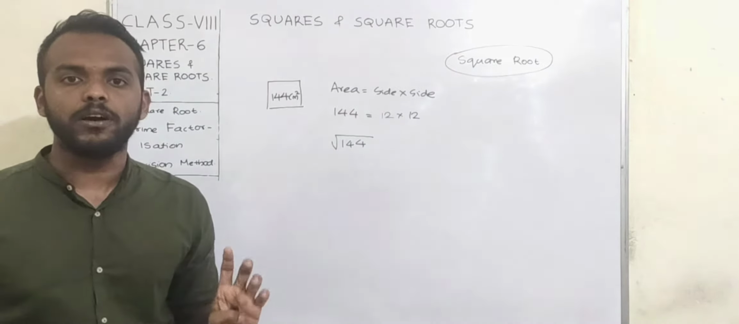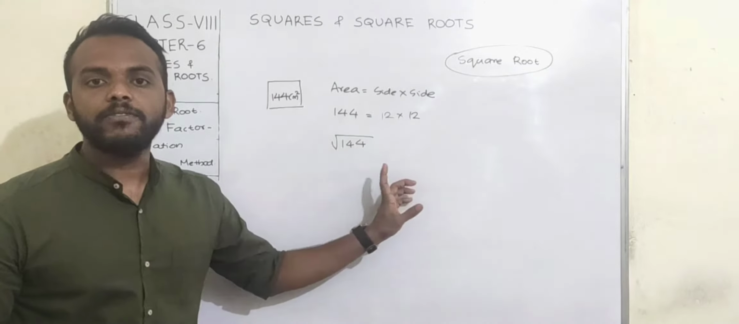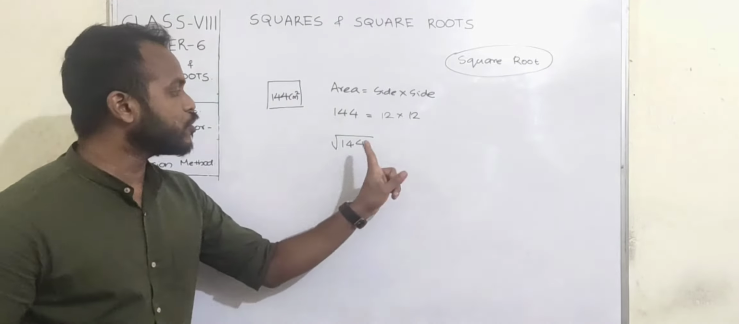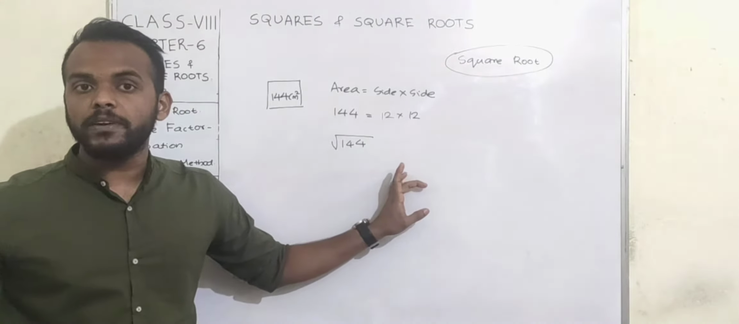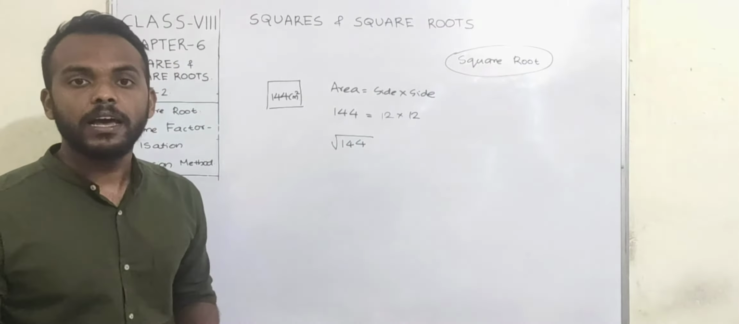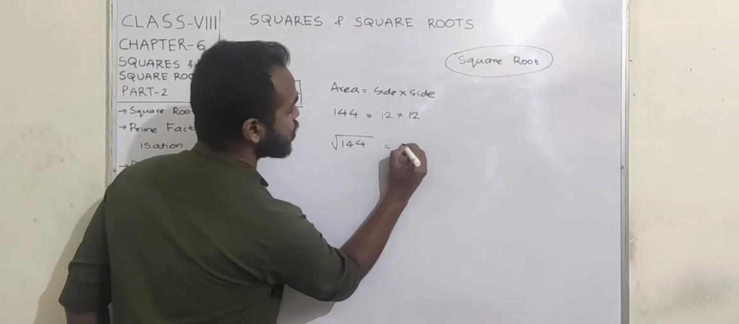The literal meaning is that when we multiply a particular number with itself, we should get 144, and the only possibility is 12.